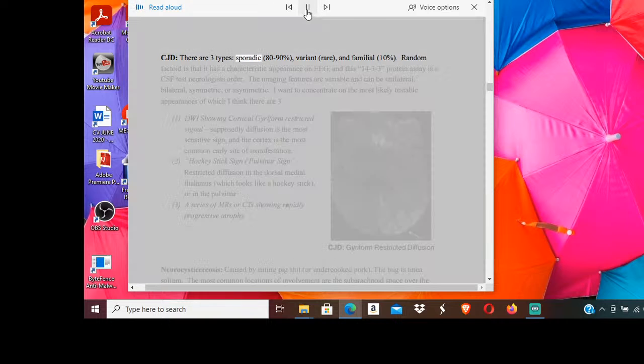CJD, there are three types: sporadic, 80 to 90%, variant, rare, and familial, 10%. Random factoid is that it has a characteristic appearance on EEG, and this 14-3-3 protein assay is a CSF test a neurologist would order. The imaging features are variable and can be unilateral, bilateral, symmetric, or asymmetric. I want to concentrate on the most likely testable appearances, of which I think there are three.